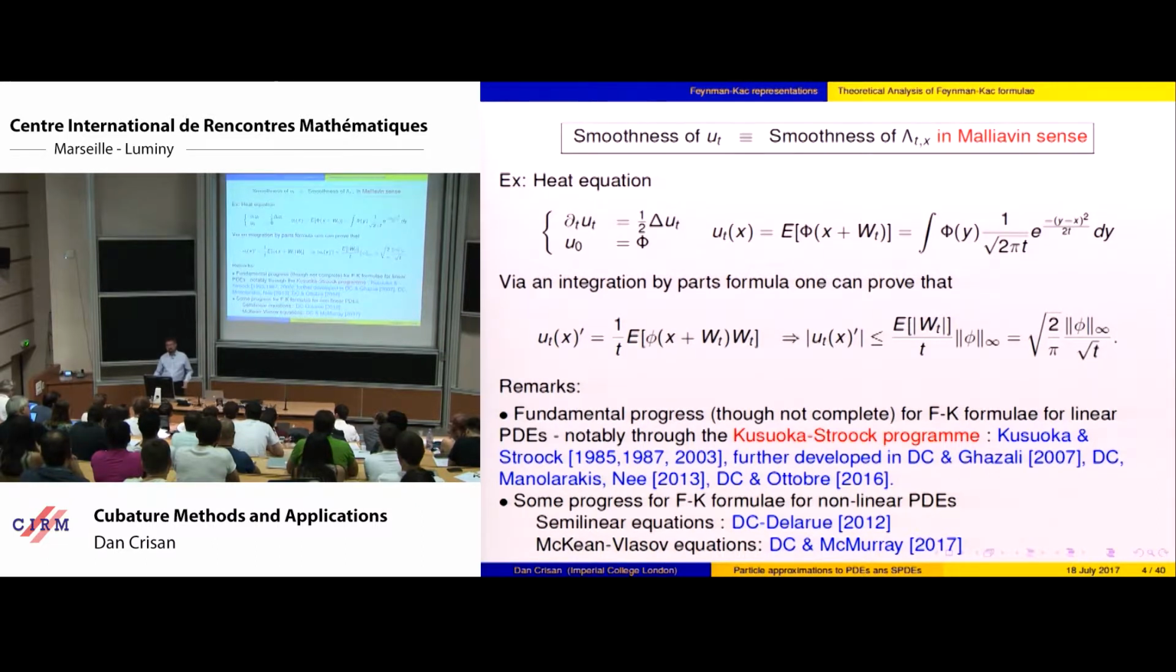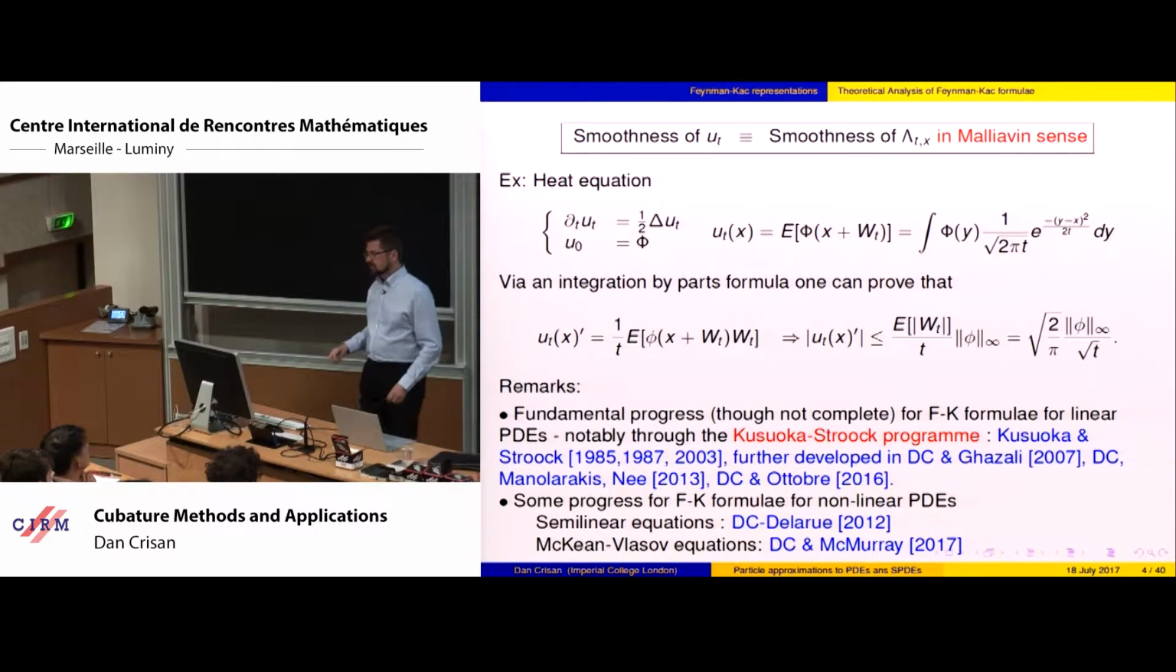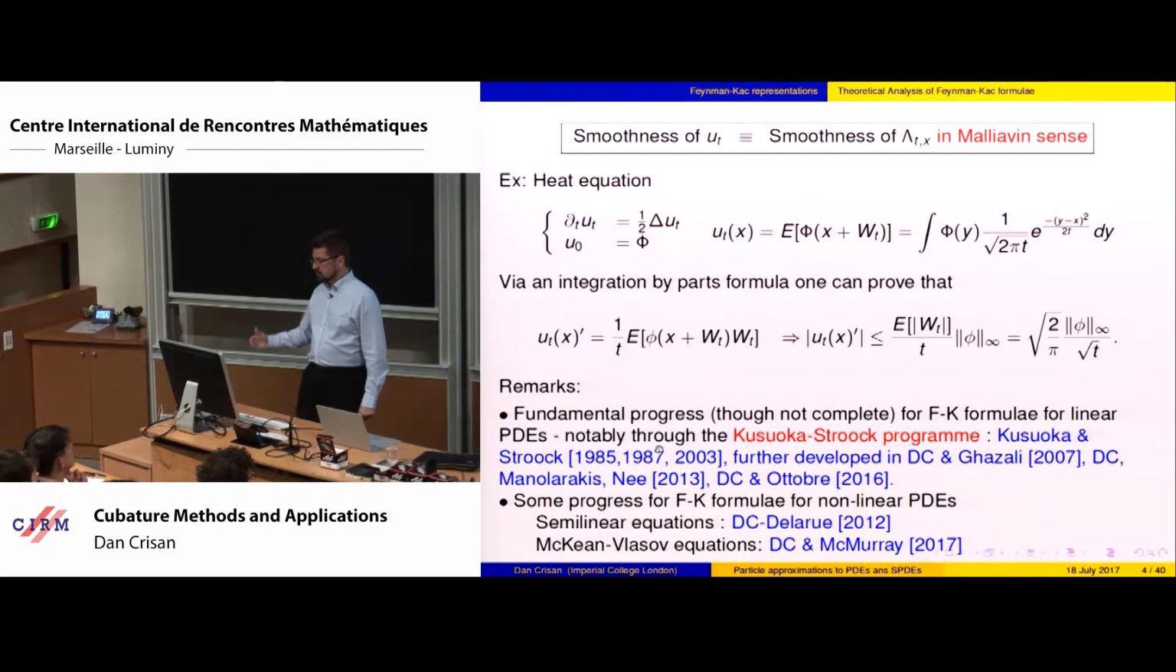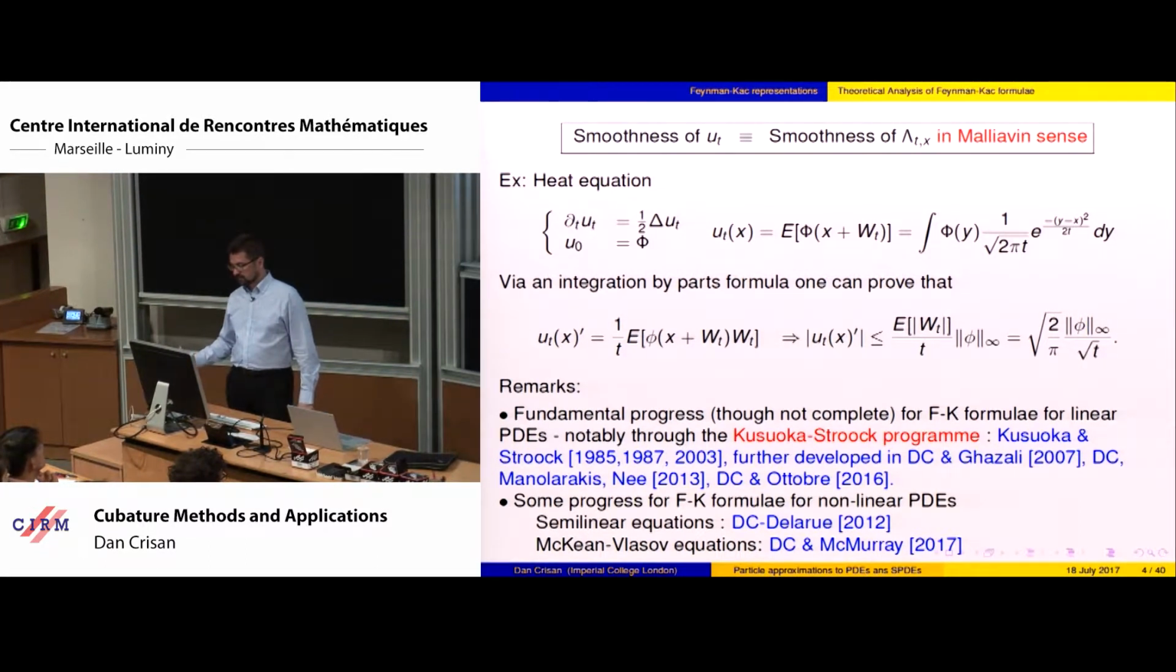And this is the case. You can do this for a variety of PDEs where you have no hope of showing that they have a solution using classical methods. You can use this Feynman-Kac representation to show that they actually have a solution in a certain sense. Kusuoka and Stroock developed this program, as I said, in the 80s. Kusuoka came back and refined their methodology in 2003. And also, the whole cubature methodology is based on the results that Kusuoka and Stroock developed.